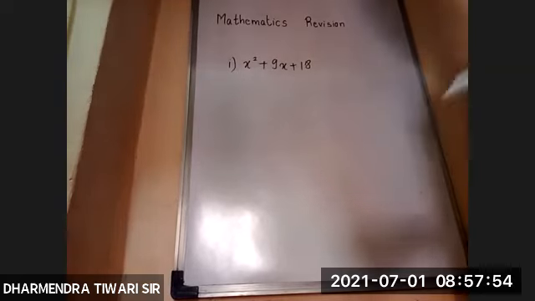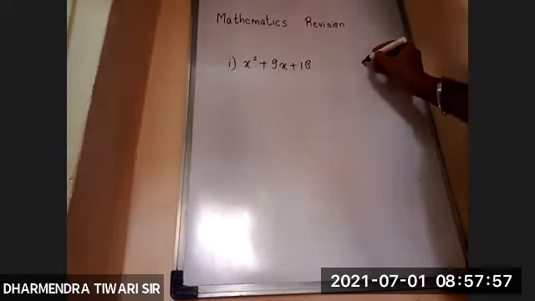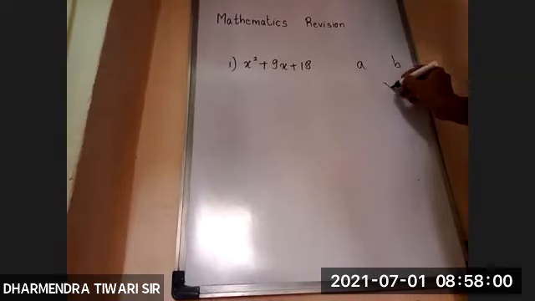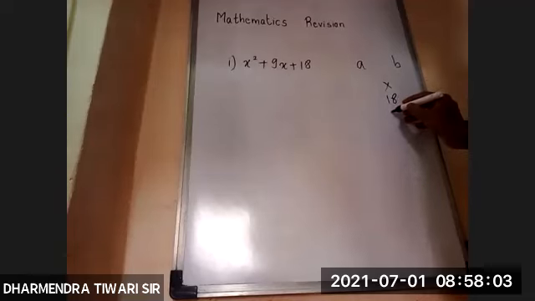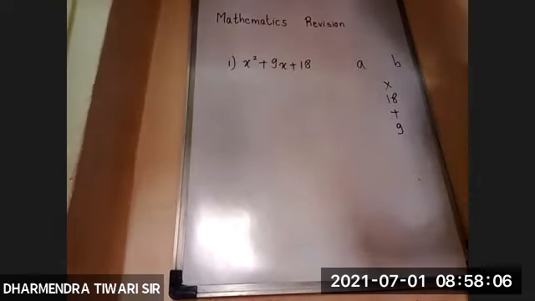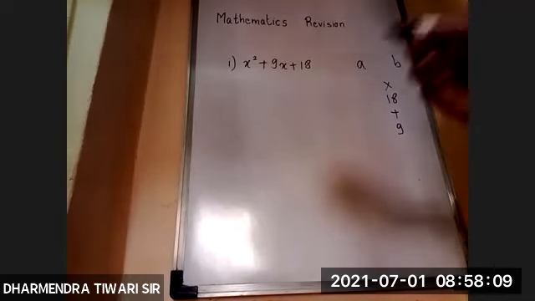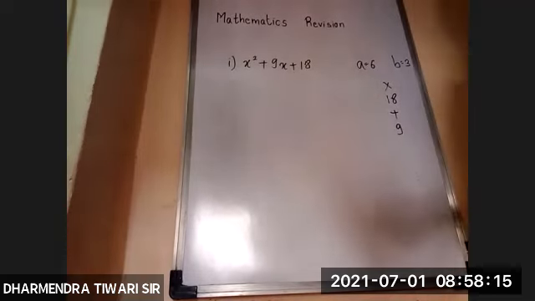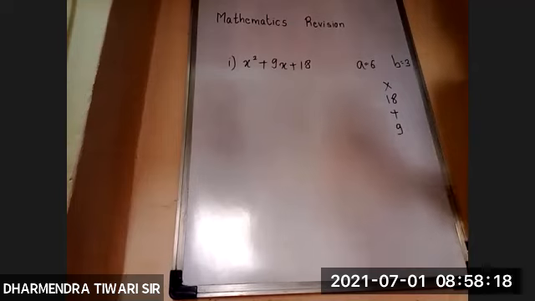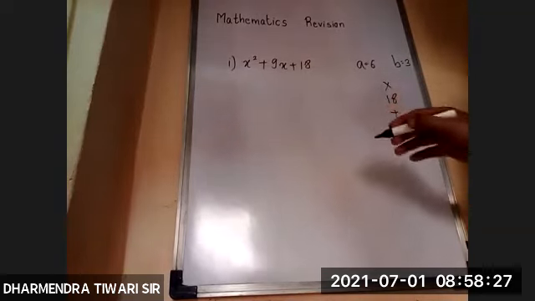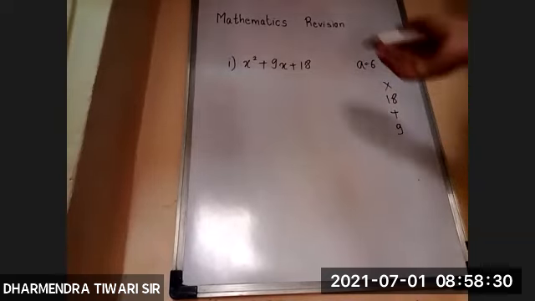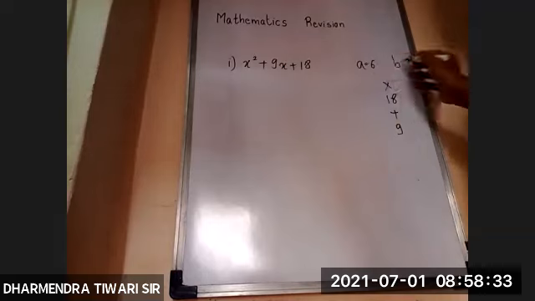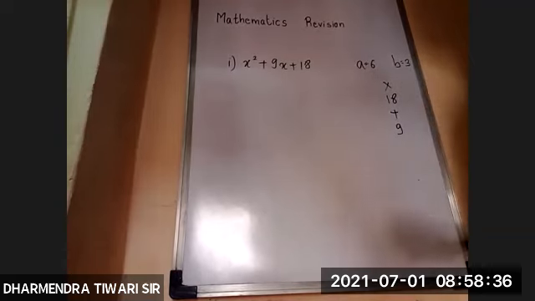Now, what is my question to you? Tell me the two numbers, a and b, multiplication of which gives me 18 and sum of which gives me 9. It's very simple. We can see that if a is 6 and b is 3, this is like a puzzle. Tell me the two numbers which, if you multiply, the multiplication is 18 and the sum is 9. Yes, 6 and 3. 6 threes are 18. 6 plus 3 is 9. Absolutely correct.